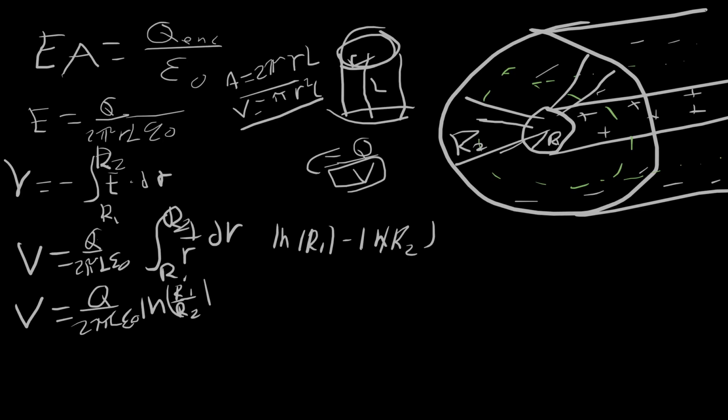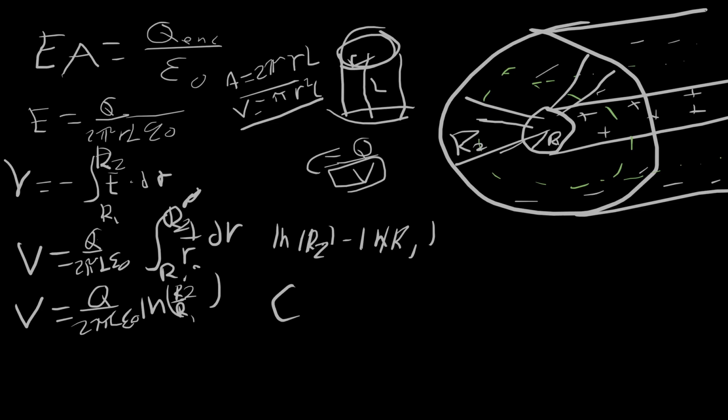Okay, I did make a mistake here. It's actually the other way around, so it's r2 over r1, because in your integrals it's going to be the first minus the last, where the first is the top and the bottom is the last, and this will give us our voltage.